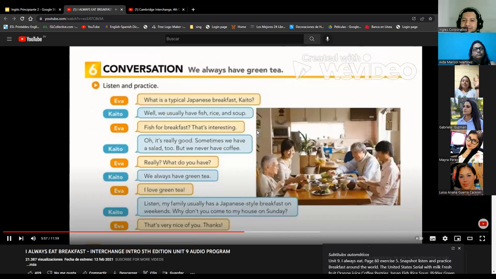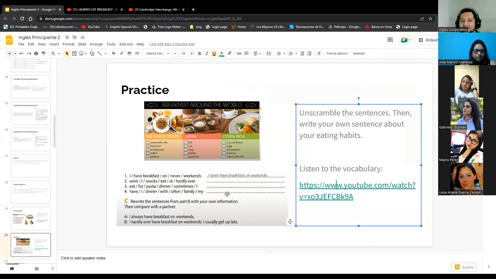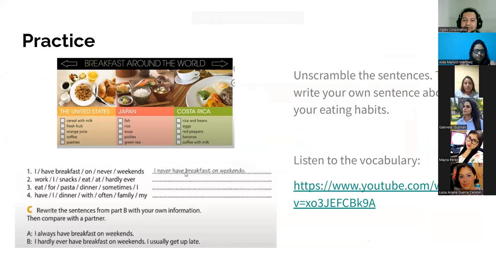Okay, page 61. This was the vocabulary. And now we are going to unscramble the things that they mentioned, okay? Vamos a ordenar estas oraciones. Por ejemplo, I have breakfast on never weekends. So the answer is I never have breakfast on weekends. Now we have the next one. I hardly ever.